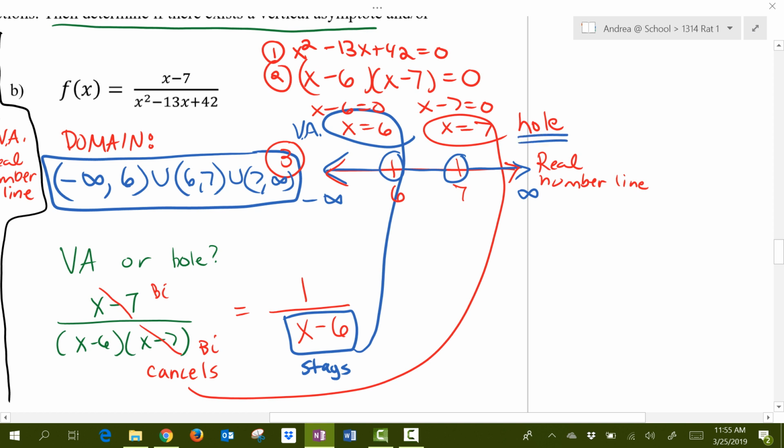So in this case, we have one hole and we have one vertical asymptote. So we can also have combinations of holes and vertical asymptotes on our graph.